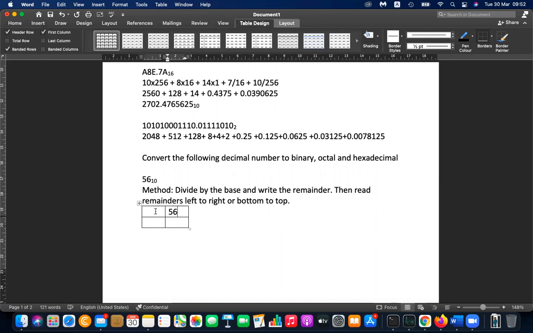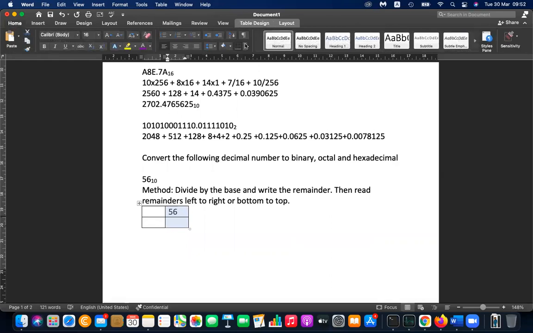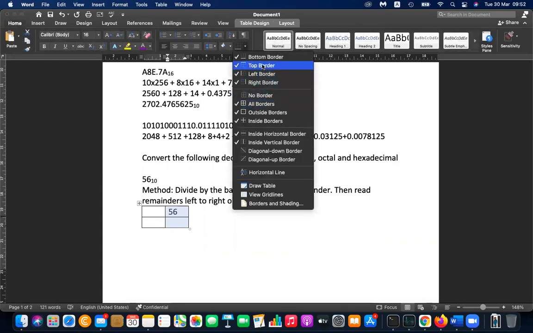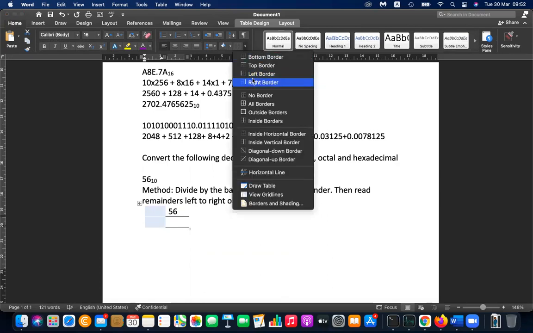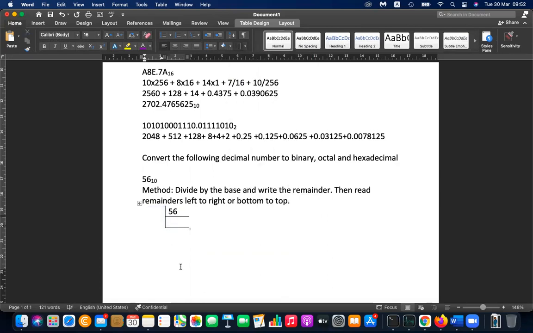Let's say I'm taking a table. What I'm going to do is remove the top border from the table, and I'm going to remove the right border also. Top border and right border I'm going to remove. And this is also not needed, so I'm going to remove these borders too. Okay, now you can divide by 2. That's why I have taken this structure. 56 divided by 2. What is the answer? 56 divided by 2? 20.